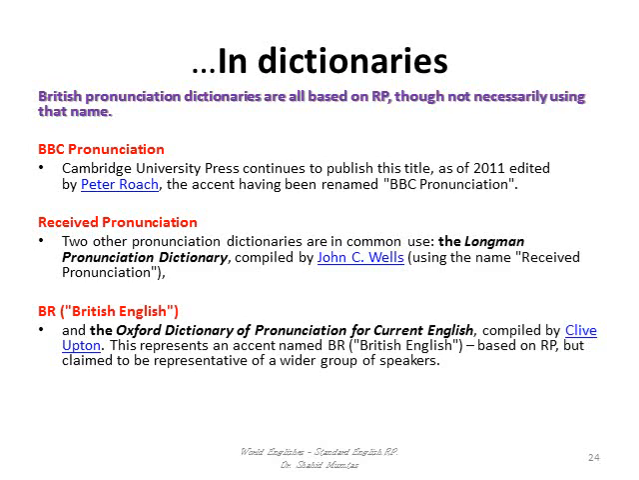Okay, and the Oxford Dictionary of Pronunciation for Current English was compiled by Clive Upton. This represents an accent named BR, which is from British English. So the accent name in this dictionary is BR, based on RP, but claimed to be representative of a wider group of speakers.